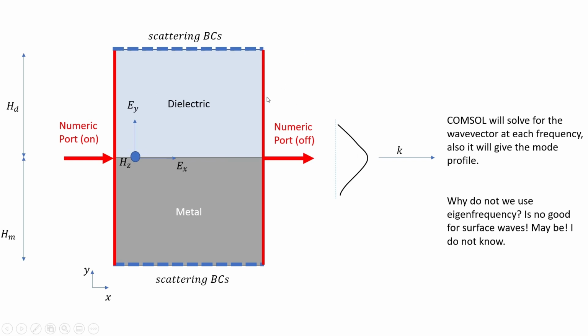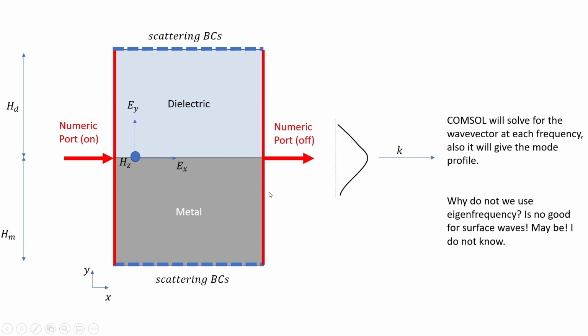What we will use in COMSOL is to set on the left here a numeric port and make it on, so it will excite some unknown mode for us. And we set on the right hand side here a numeric port and we make it off, so it will accept whatever is launched by the port on the left here.